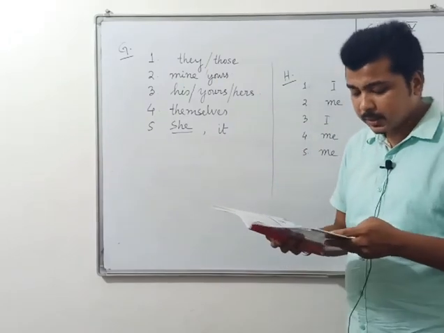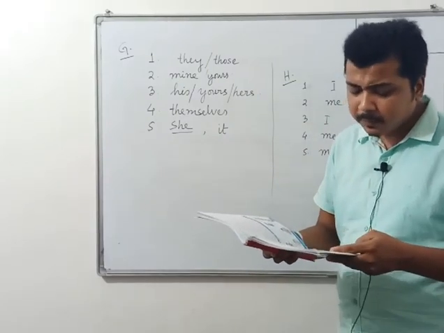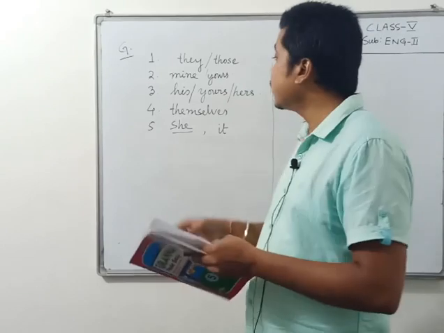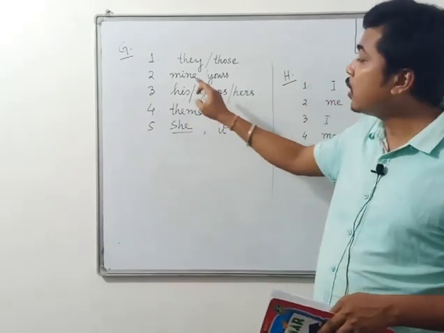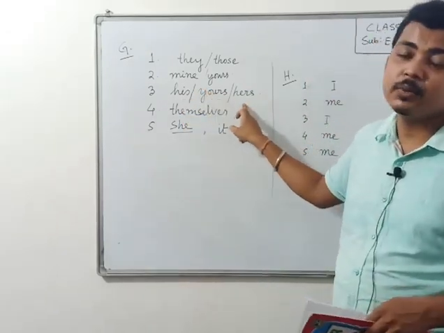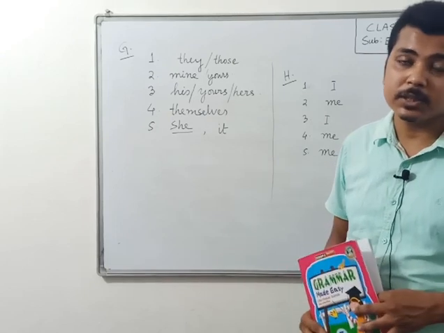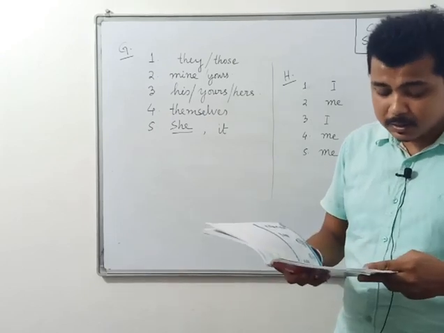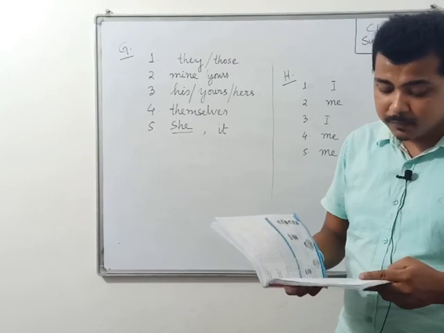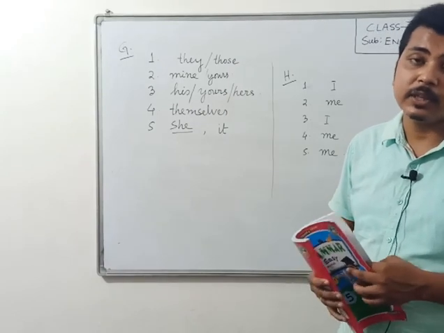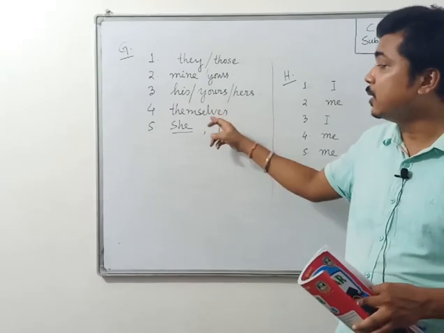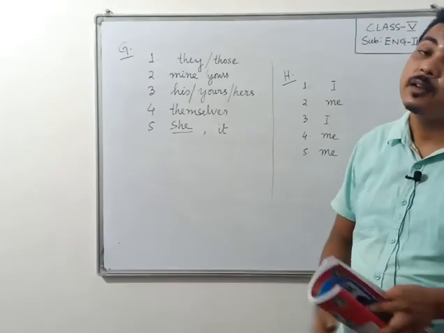Next, I cannot believe that this piano is his or yours or hers. You can write any of the given options. Next, they blamed dash for their defeat. They blamed dash for their defeat. From they it will be themselves. They blamed themselves for their defeat.